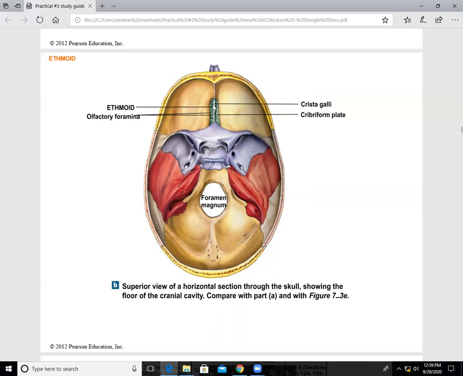So if I were to ask you, okay, what structure is this? You would tell me it's the cribriform plate. If I ask you what are those little holes, you would tell me olfactory foramen. Okay, so it just depends on how I ask the question, okay?